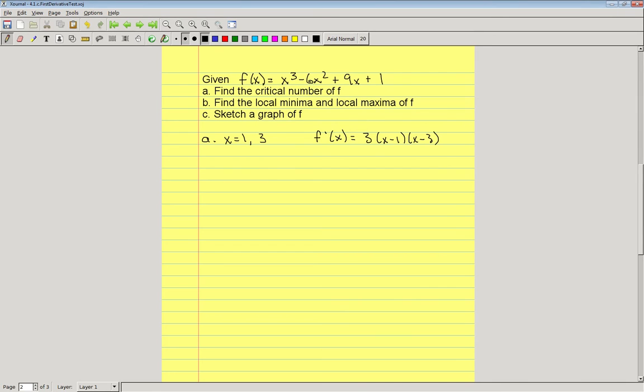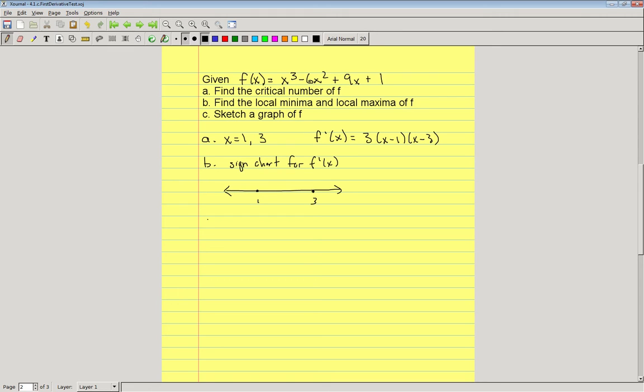And so here we have our critical numbers, x equals 1 and 3, and our derivative, which I have written in its factored form. Next up, we're going to want to determine the local minima and local maxima of our function f. To do that, we are going to be constructing a sign chart for f prime. And we are going to graph on our sign chart our critical numbers. So we have 1 and 3.